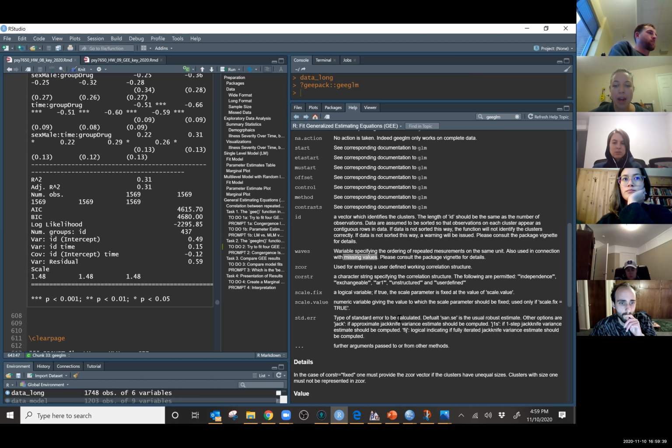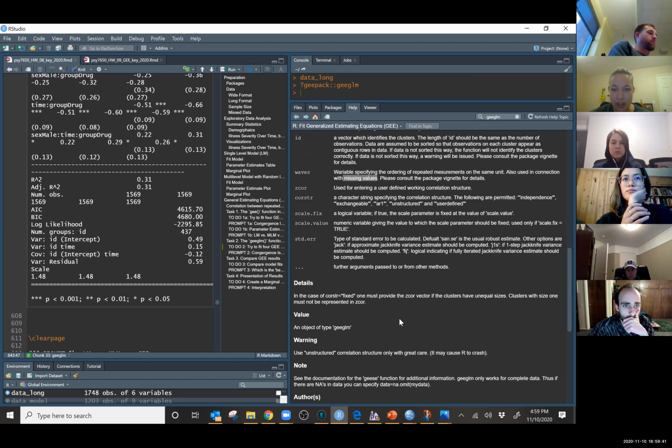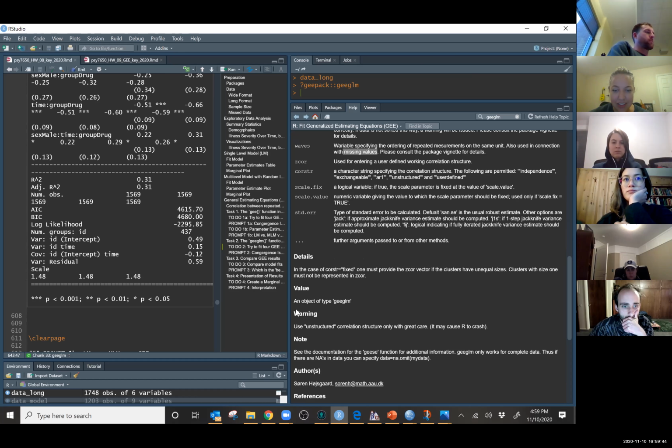do. But it's interesting that if you come down here, it says warning, using unstructured correlation structure only with great care. It might cause R to crash. So Carly, when you put the waves command in, I'm assuming you used the waves command, and then when you did unstructured, it just killed R. Yep. I missed that note you had about not including the wave in it.